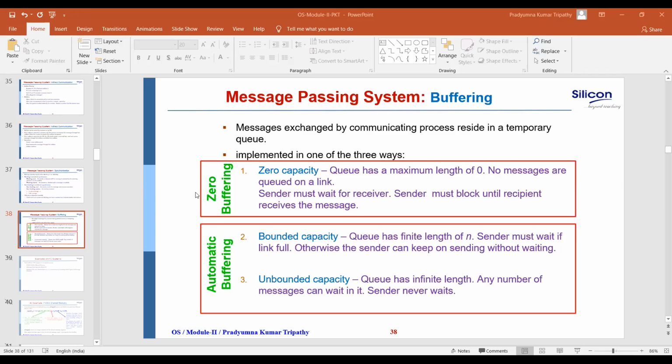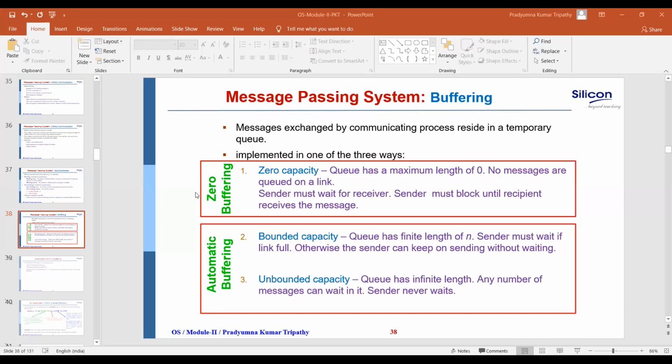There is an unbounded capacity. The unbounded capacity says what? The queue has an infinite length. Practically, it is not possible to have an infinite length. But assume the length is very large, so many messages can be kept. So queue has infinite length, any number of messages can wait in it. So if the queue has infinite length, then sender doesn't have to wait. Sender will go on producing, because it knows that there is no limit, and here we say it is an unbounded capacity.